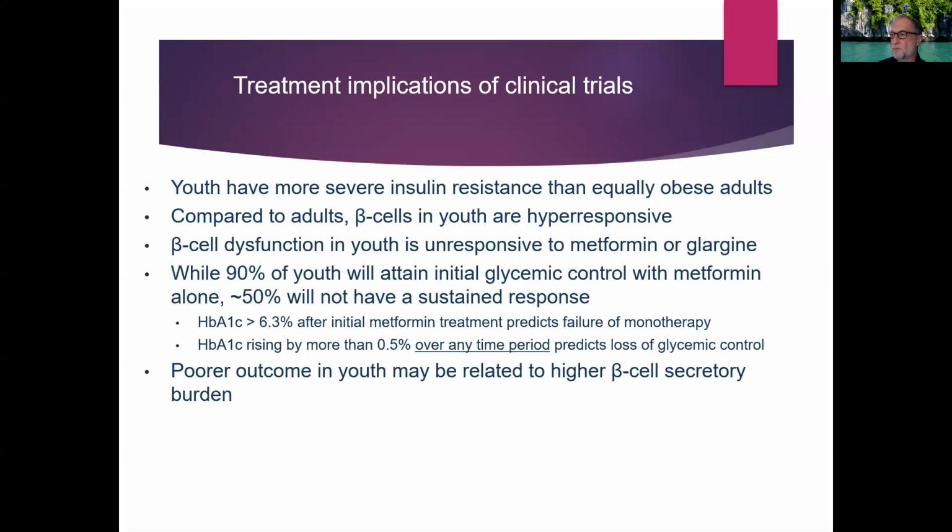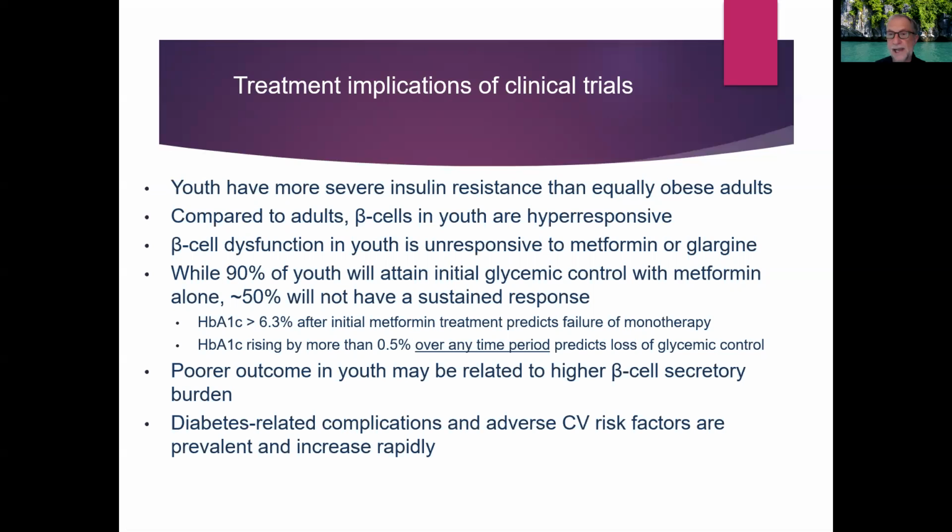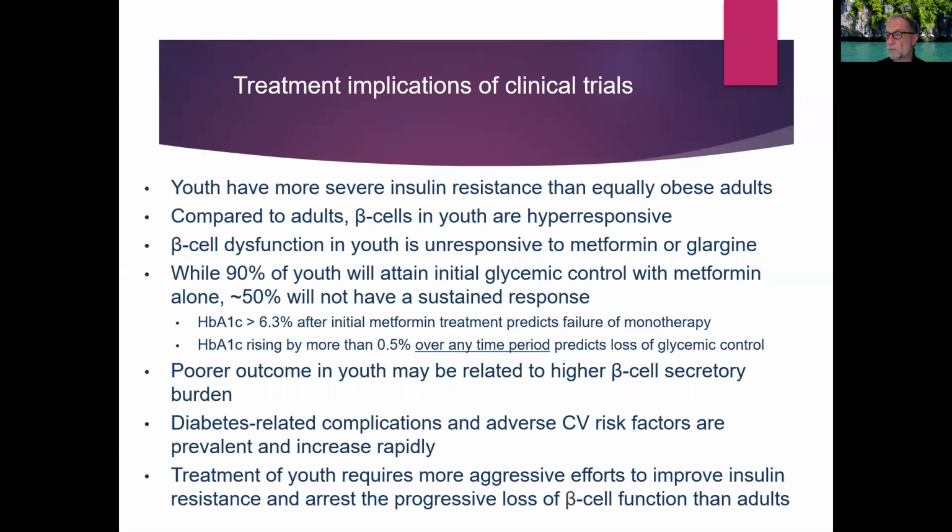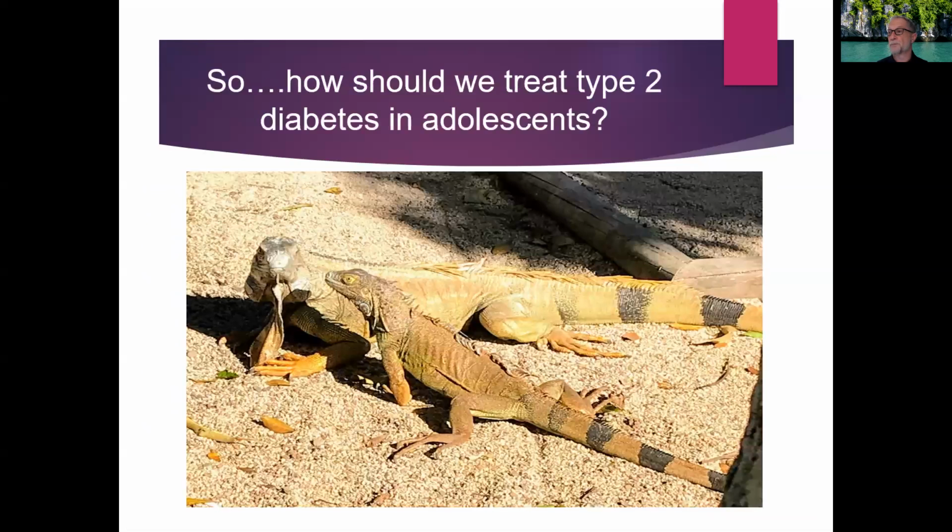This poor outcome in youth may be related to higher beta cell secretory burden. In other words, the beta cells are over-secreting and at risk for apoptosis. And we've also reported that diabetes-related complications and adverse CV risk factors are prevalent and increase rapidly in this population. So therefore, these findings would argue that treatment of youth requires more aggressive efforts to improve insulin resistance and arrest the progressive loss of beta cell function than in adults, even though they're young.